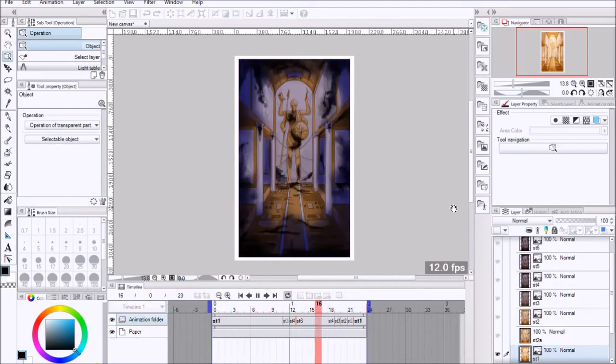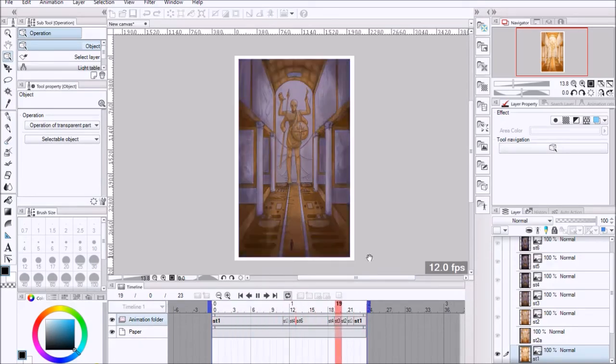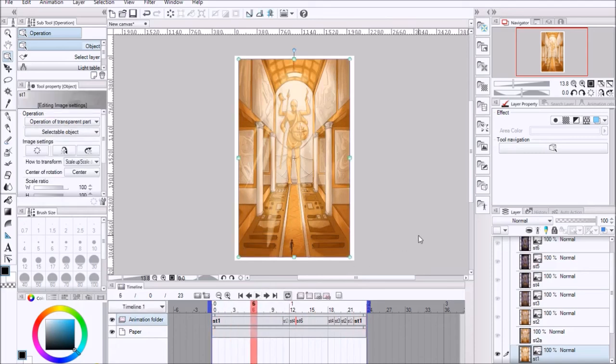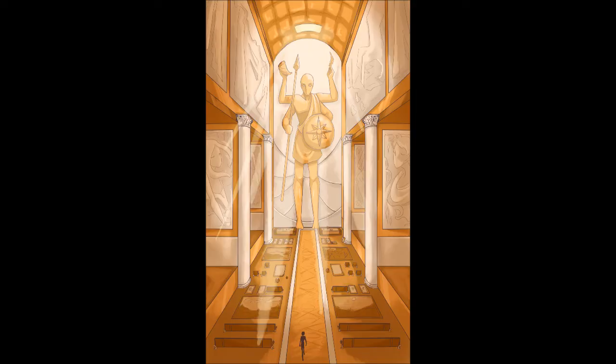I didn't really go into a lot of detail here about the animation process, just because it's something I'm not really that familiar with yet, so I don't really feel qualified to give a tutorial or anything. But if you do have any questions about this particular piece, please feel free to leave them in the comments.